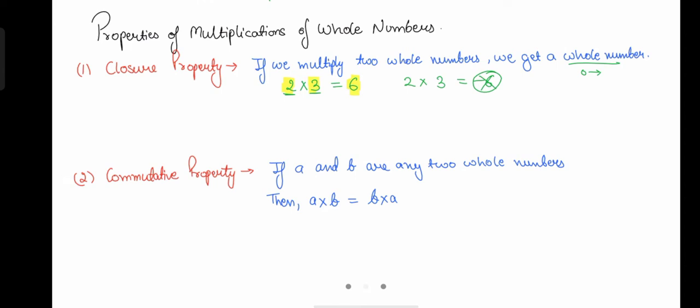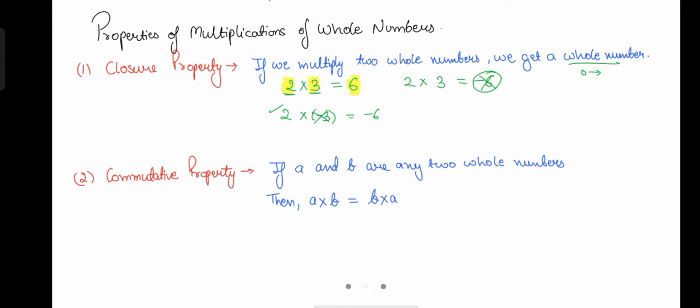Okay, but what if I multiply one whole number, let's say 2, and another is not a whole number? It means, let's say I'm multiplying by -3. In that case, my answer will not be a whole number as well. It will be -6. We see this 2 is a whole number, but this 3 is not a whole number. Hence, our property does not work over here.